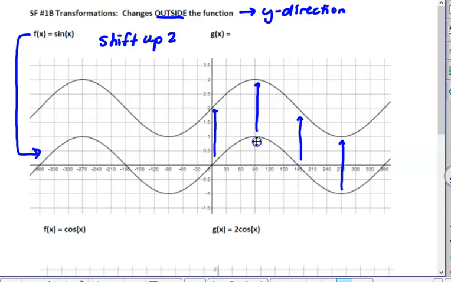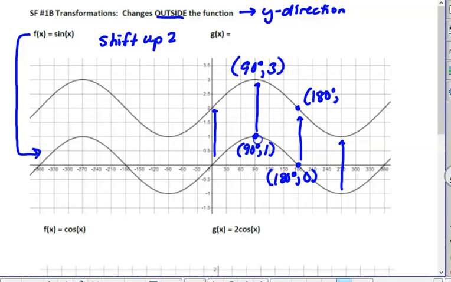The x values have not changed. For example, this is the point 90, 1. And actually maybe I'll write it underneath here since I drew that arrow in already. This point right here is the point 90 degrees, 1, and this is the point 90 degrees, 3. This is the point 180 degrees, 0, and now this is the point 180 degrees, 2. And so this is true for every point. Every point has shifted up. So if we look at a low value here, let's do one more: 270, negative 1 to 270, positive 1.